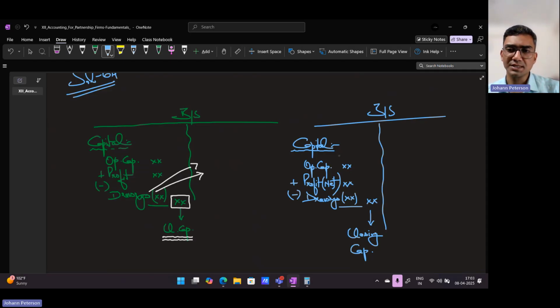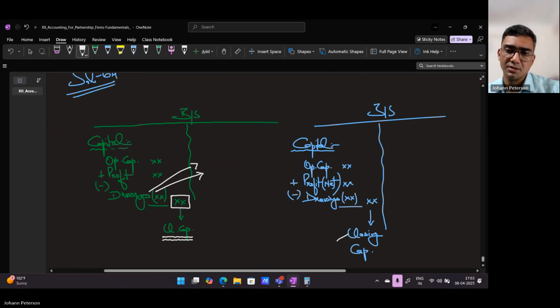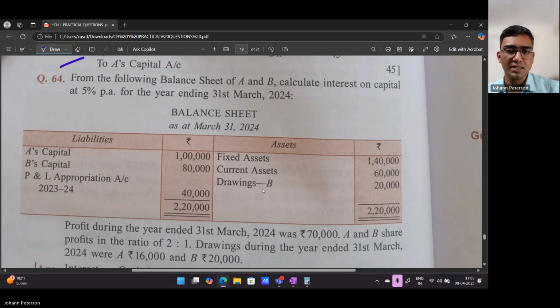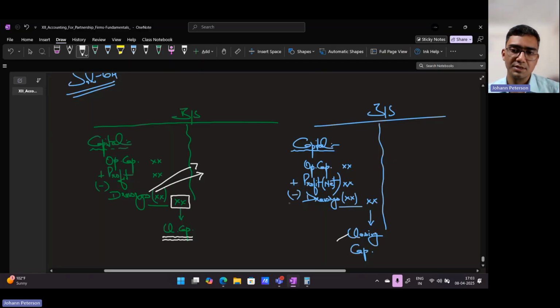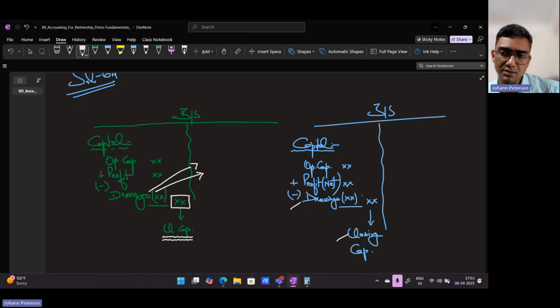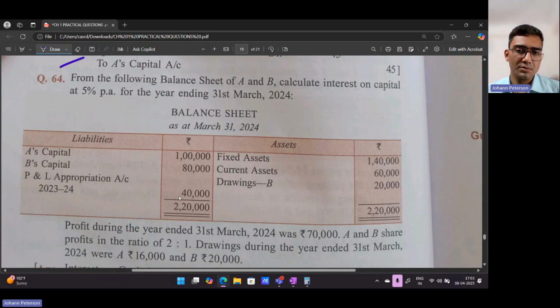So question 64 is telling us that we have the closing capital given to us. What else is given to us? We have some drawings given to us, which is not on the liability side, but it is on the asset side. Never mind, it is shown over there. Then we also have some profit given to us. Is it the total profit? Let's see. We have been told a profit figure of 40,000 for 23-24.